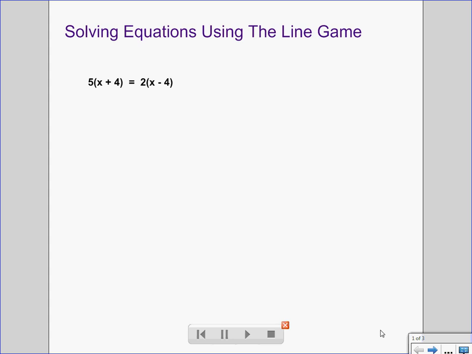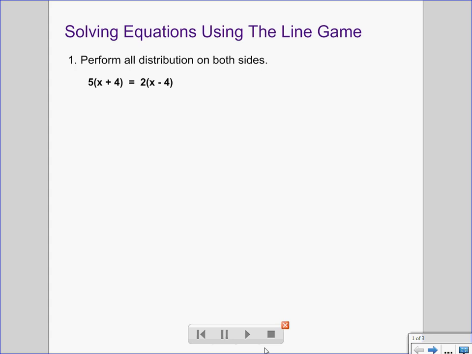So let's get started. If we look at our equation, we have 5 times x plus 4 equals 2 times x minus 4. This has a distribution on both sides of the equal sign. So what we're going to do to start is perform all distribution on both sides. When we perform distribution, as you recall, we multiply all the terms inside the parentheses by the term that's outside the parentheses. Think of it as if I ask you to hand out some papers in class, you're going to distribute a paper to each person in the class.